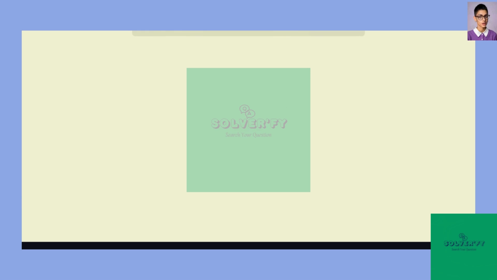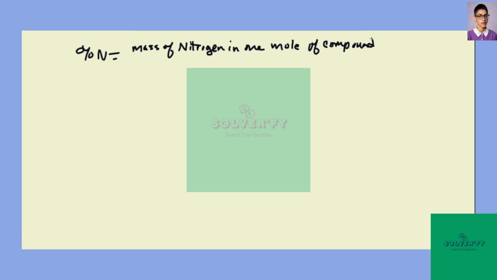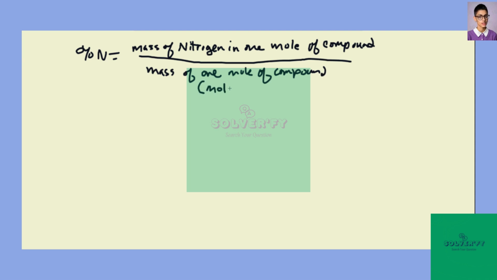To find the percent nitrogen in a given compound, we look at the mass of nitrogen in 1 mole of the compound, divided by the mass of 1 mole of the compound, which is the molar mass. And then multiply by 100 since it's expressed as a percent.